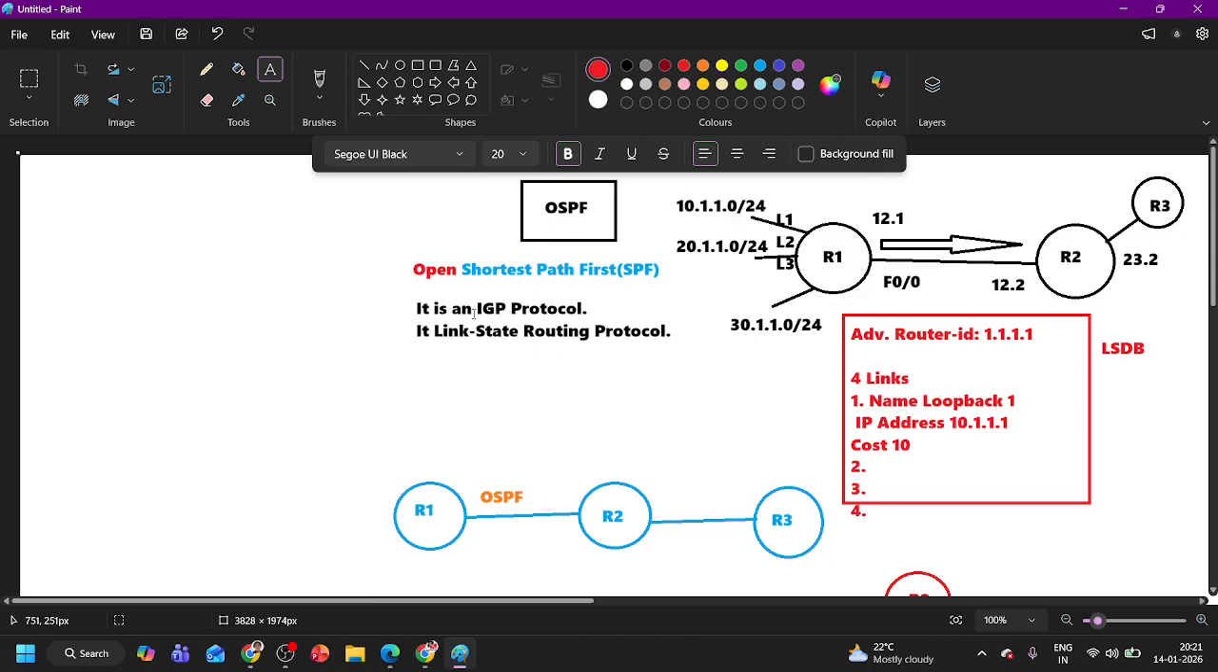Okay, is it clear? The link state properties. What is the meaning of link state routing protocol?